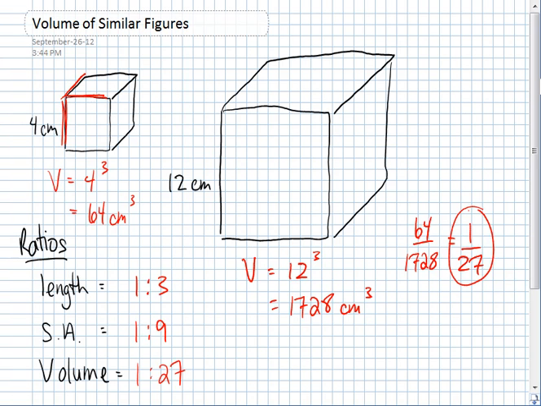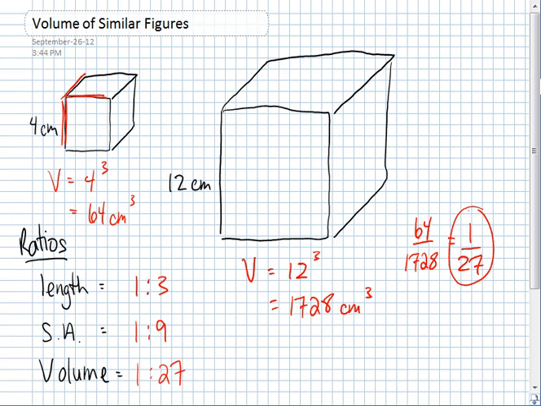So there you go. For a length ratio of 1 to whatever, let's say 1 to 3 in this example, the perimeter ratio would also be 1 to 3. The surface area ratio would be 1-to-9 because that's 1/3 squared. For volume, it'd be 1/3 cubed, so 1-to-27. And that extends into all the other types of problems that we did.